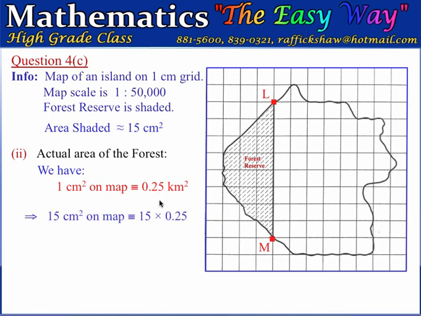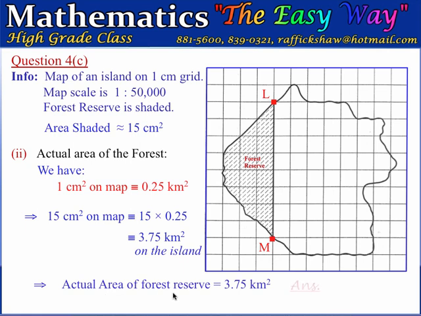When we multiply this relationship by 15, we end up having that 15 centimeters squared on the map is equivalent to 15 multiplied by 0.25 kilometers squared, and that works out to be 3.75 kilometers squared on the island. And so that is the answer. The actual area of the forest reserve is 3.75 kilometers squared because it is equivalent to the 15 centimeters squared on the map. And so that is the answer for part C of question 4, and that's the end of question 4.